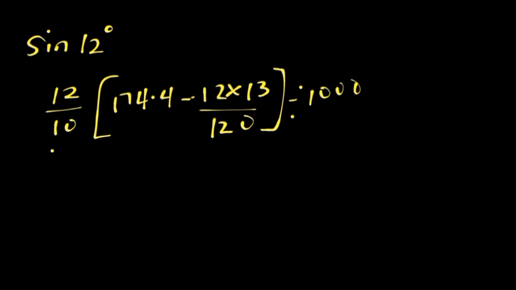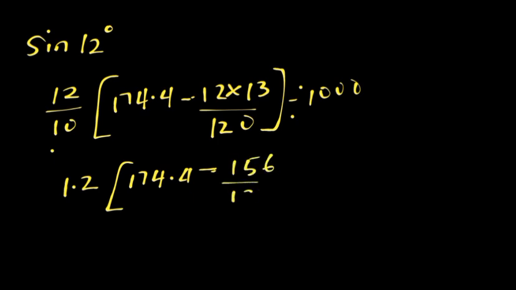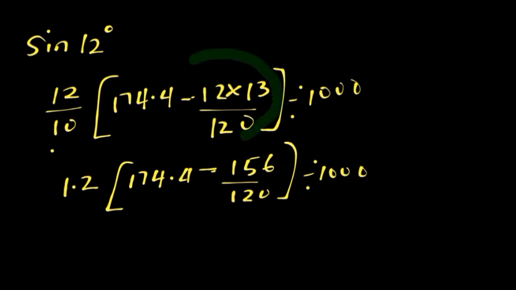So let's go. 10 into 12 will be 1.2. So this will be 1.2 times 174.4 minus 12 times 13, which is 156, over 120, and all over 1000. You can decide to simplify this straight if you wish, but I'd like to explain it step by step so that you guys will get it.